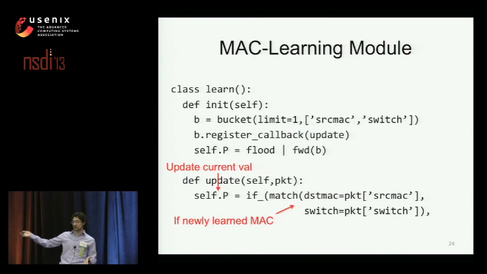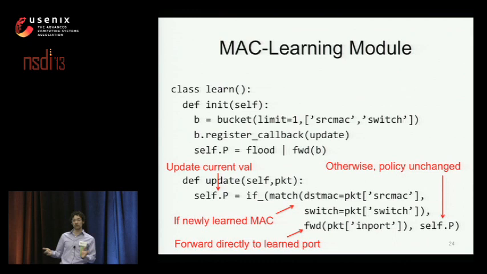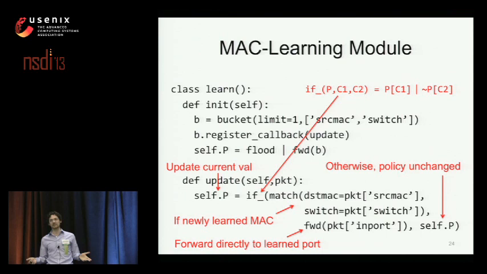The condition is basically, if the packet matches the new MAC we're learning, then we're going to forward it out the port that we've learned it's coming from, which is the in port our packet came in on. Otherwise, we're just going to use the policy established by the previous iteration of our time series. And what's really neat is this conditional statement is simply some syntactic sugar that compiles down into a policy I've already showed you how to write.